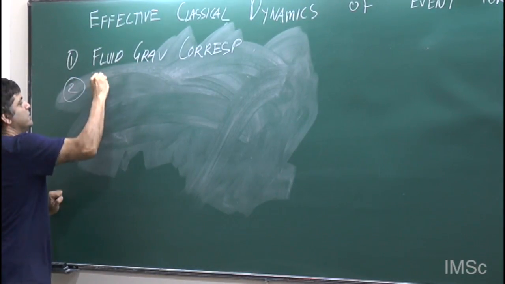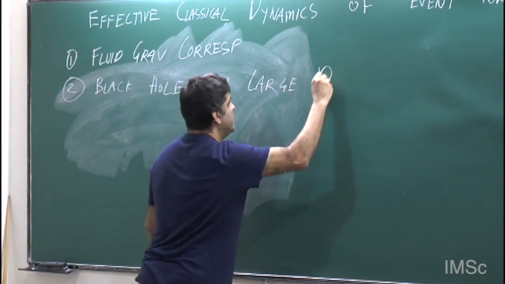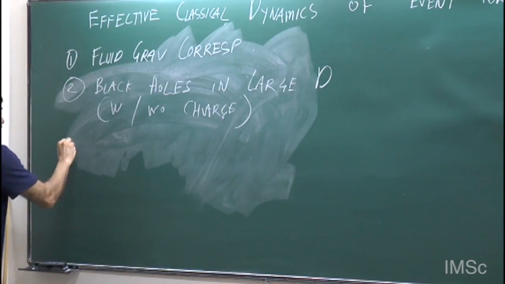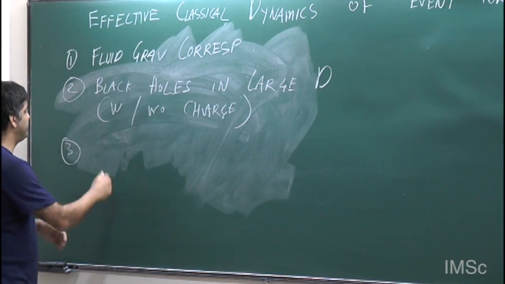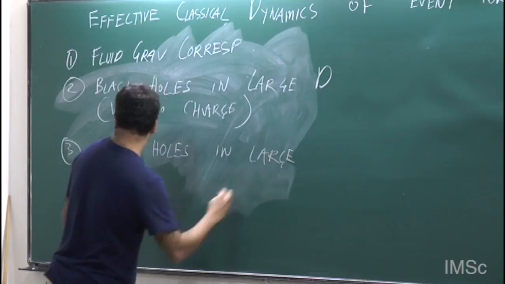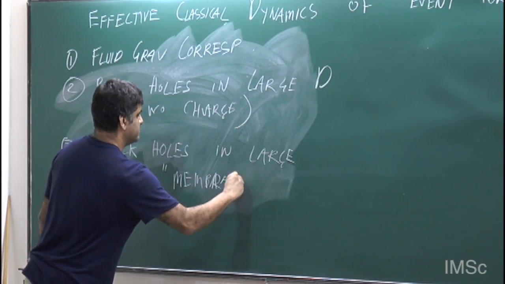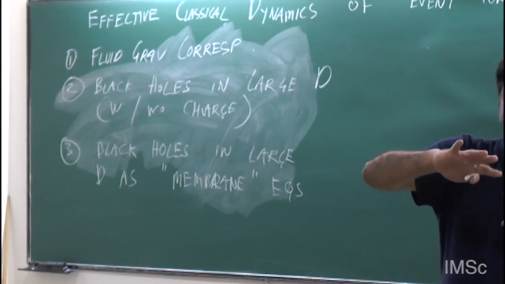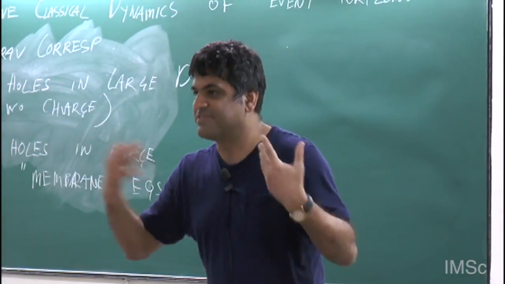Okay, then we will move on to studying black holes in large D. This will be with and without charge. And the bulk of the lectures will be on this part, which will be on reformulating the dynamics of black holes in large D as membrane equations. So we will reformulate the dynamics of black holes in large D as the equations of a membrane, a codimension 1 membrane, non-gravitational membrane that propagates in flat space. You'll see what this means and how we get to it as we proceed.